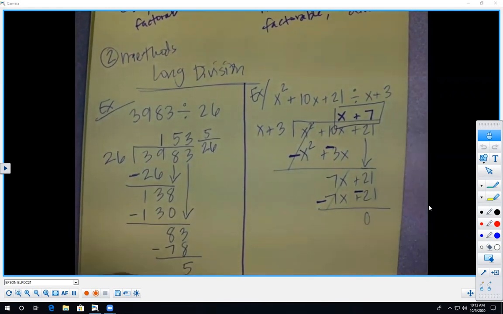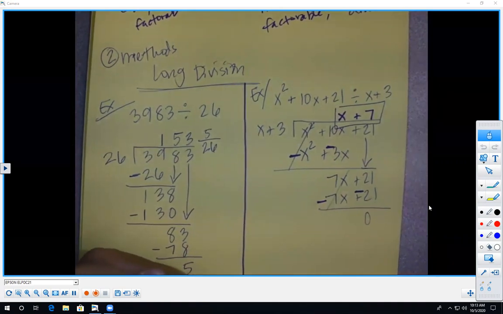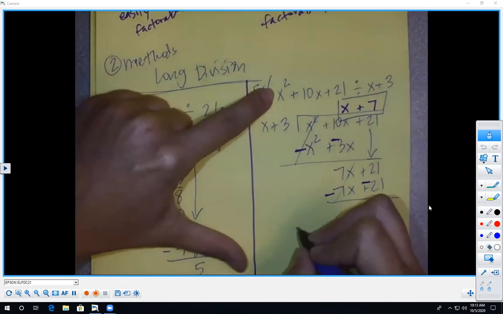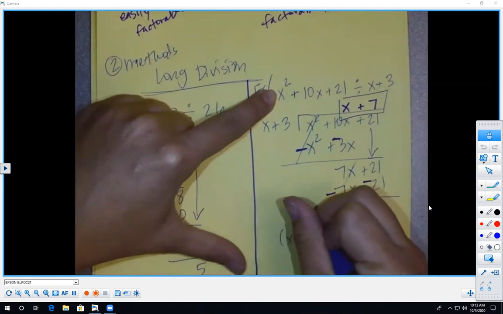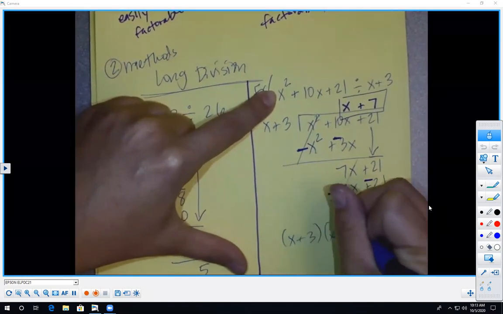What we are going to use that information to tell us is, I know that x squared plus 10x plus 21 factors into x plus 3 times x plus 7.